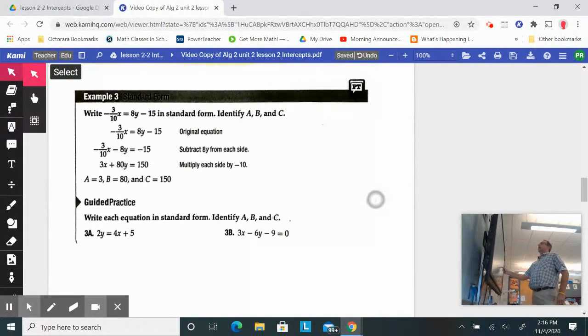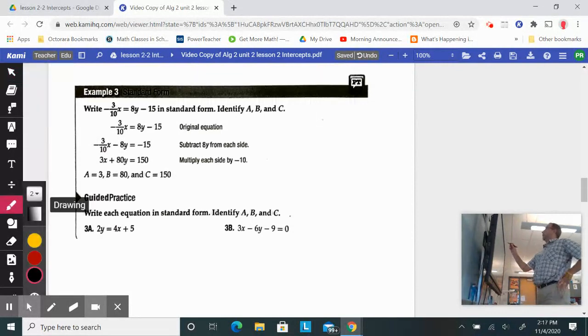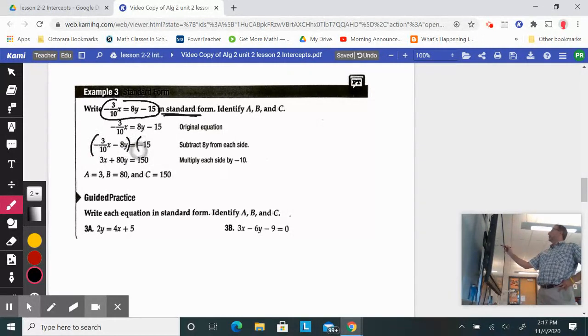Scroll up here. You can see the example that they did here, example 3. Negative 3 tenths x equals 8y minus 15. You want to write it in standard form. And they are doing what first? They're going to be multiplying both sides by 10 because they want to get rid of the fraction. The denominator right here is a 10. So when you distribute, the 10s would simplify. You'd end up with 3x.